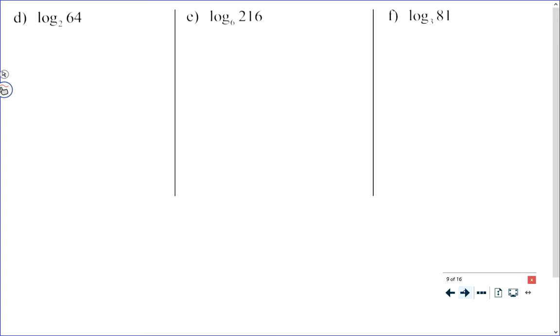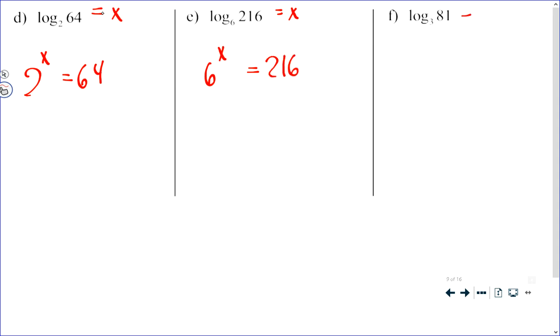It's new to you. What is log base 2 of 64? Let's call this x. This is saying, what do I raise 2 to get 64? The second one is saying, to what do I raise 6 to get 216? The third one is saying, to what do I raise 3 to get 81? And we've already learned how to solve these.